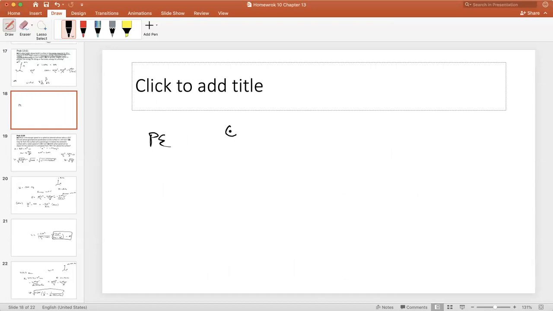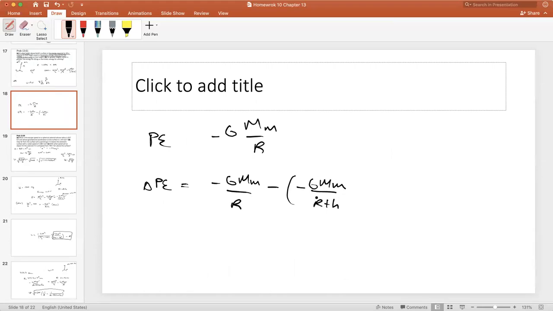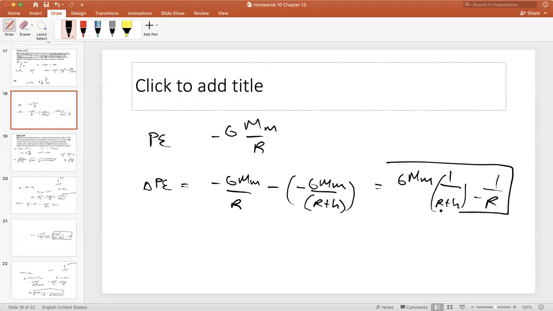So let's talk about that really fast. Potential energy is negative G M M over R. That's the potential energy of gravity when we're talking about orbits. And if we want the change of potential energy, when we move from some close radius to some far radius, it's minus G M M over R plus H, minus minus G M M over R. But this is a minus minus. So this is really G M M times 1 over R plus H minus 1 over R, okay? So that is the change in potential energy.